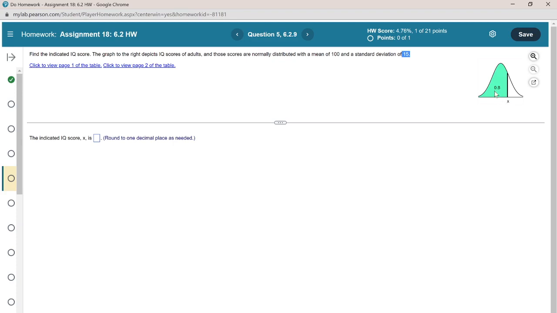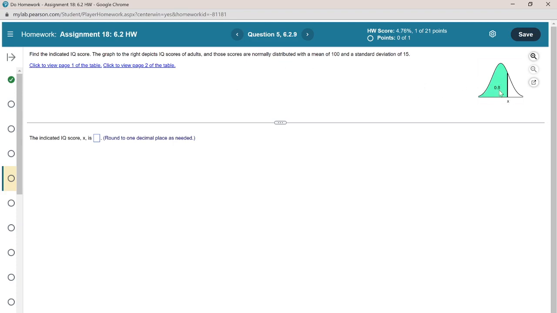Okay, that's the meaning of this 0.8: 80% of the values are less than or equal to this IQ score. So we would like to find out what that IQ score is. We know that the mean is 100, so the mean is somewhere here. The score should be greater than the mean, because 50% of the IQ scores are less than or equal to the mean. But here we would like to find the IQ score which is greater than 80% of the values.